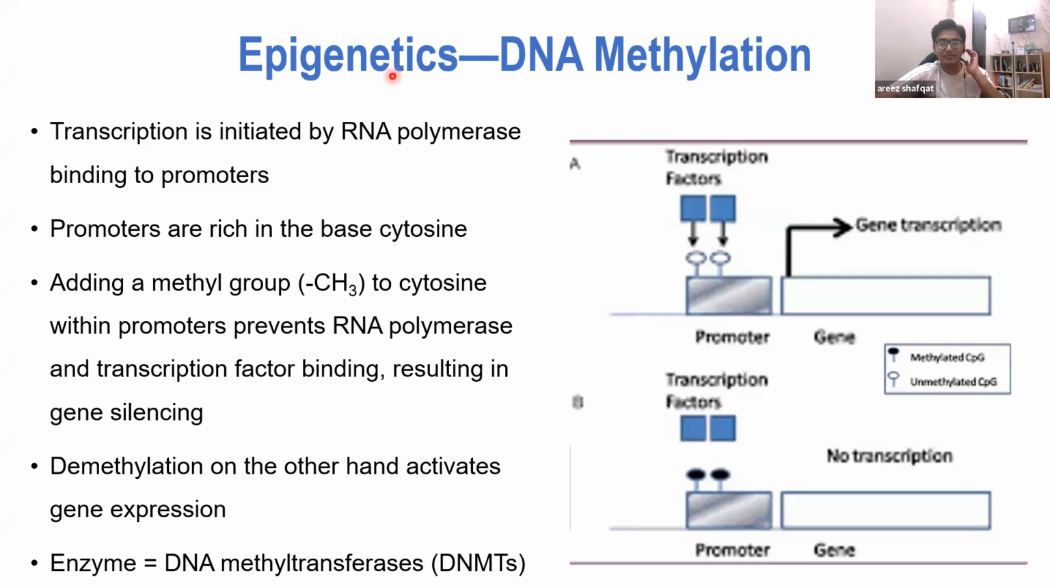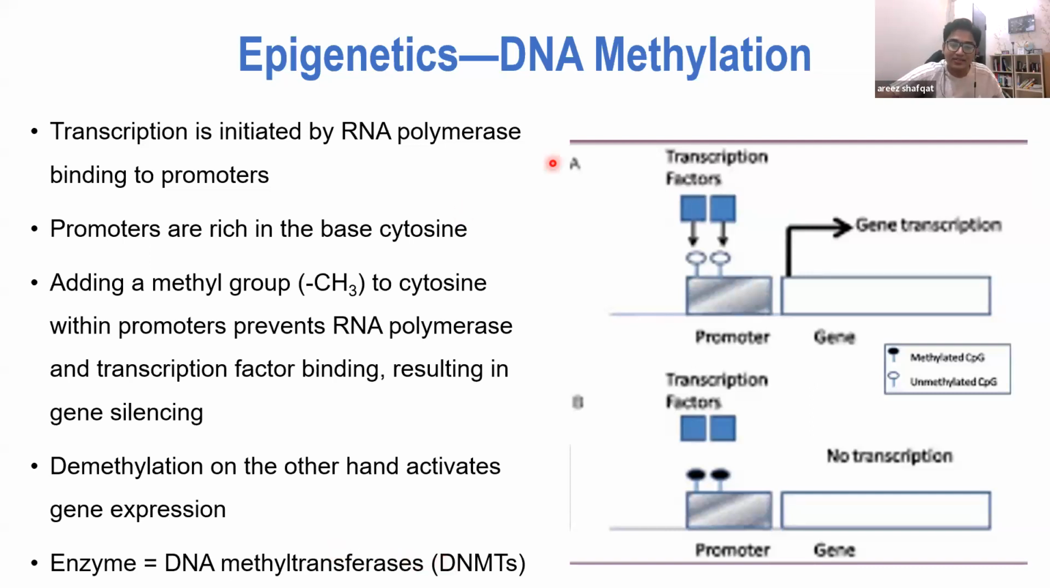If you see what I've said here, transcription is initiated by RNA polymerase binding to promoters. We know this. Promoters are rich in the base cytosine. Adding a methyl group to cytosine within promoters prevents RNA polymerase and transcription factors from binding, resulting in gene silencing. Demethylation, on the other hand, activates gene expression. The enzyme which methylates promoters is called DNA methyltransferase. The name tells you what it does, right? It transfers the methyl group to DNA, or the short form is DNMTs.